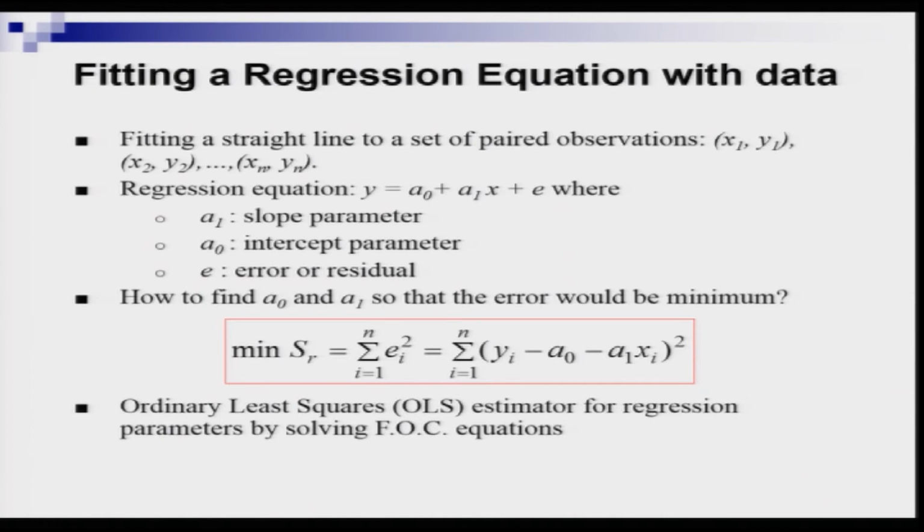If you for a moment ignore the term e, that equation is actually a straight line equation that you are familiar with from your class 10 or 12 level maths. The only interesting part that is added here is that e. That is the error or the residual. Why do we need an error or residual?